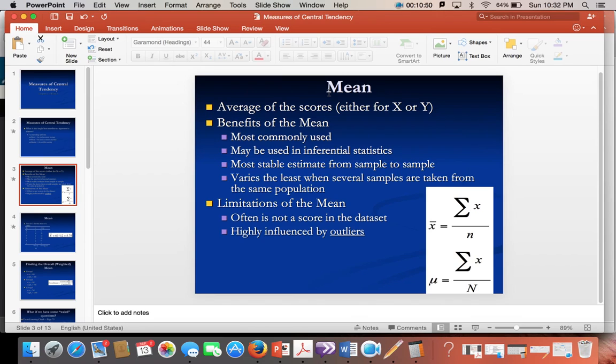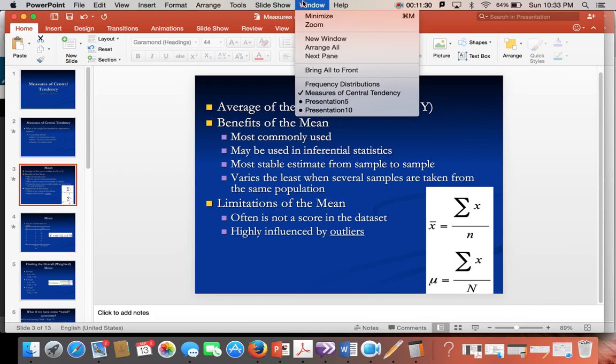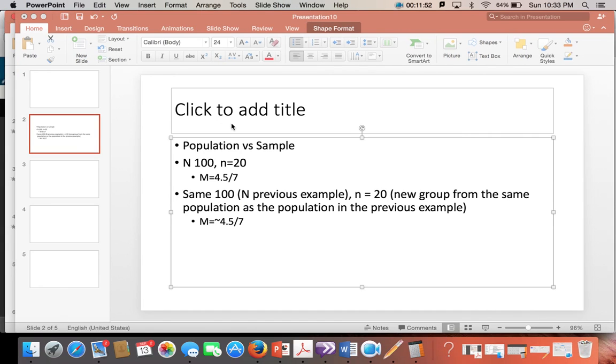Now, one of the limitations that we also have associated with our mean, aside from it not being a score in your data set, is that it's highly influenced by outliers. And it's a very, very big issue for us that we're going to talk about here in just a second. So here, let's look at our particular example. Looking at our formula here for my mathematical average, which again is the sum of x divided by n, as you'll notice there in terms of that formula.